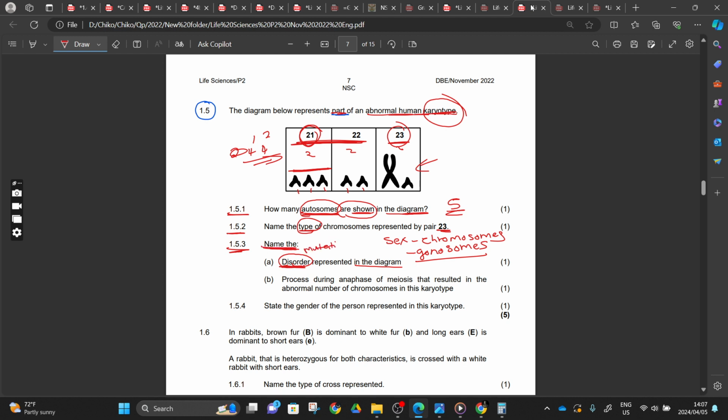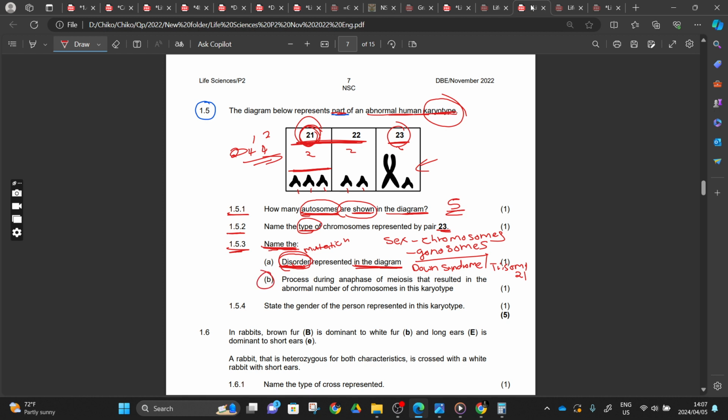They can say, name the mutation represented in a diagram. You will say chromosomal mutation, but now they want the disorder. Yes, they understand it's a chromosomal mutation, but give us a disorder represented there. For chromosome 21 we can say trisomy 21 or Down syndrome, or both of them. Anyhow, we'll know what the disorder is called, right?